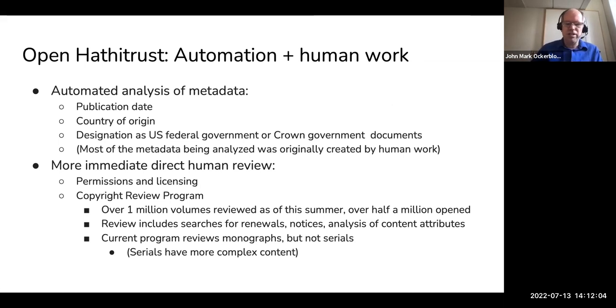The reviews include things like searching copyright records for renewals, looking for copyright notices, and analyzing the content of volumes to see if there are any complications that might cause problems if you opened up the content. As I said, it's largely been monographs and books. One issue that's been limiting it for serials is that serials have more complex content. So to date, there hasn't been a large-scale initiative to open those. But as we'll see, we now have data and workflows that we've tested out in our pilot that make it feasible to start actually doing reviews like this for serials as well in many cases. And now we'll describe what's involved with that.